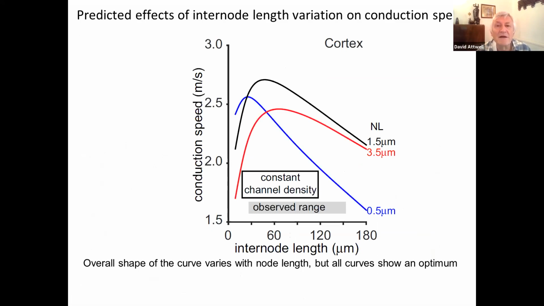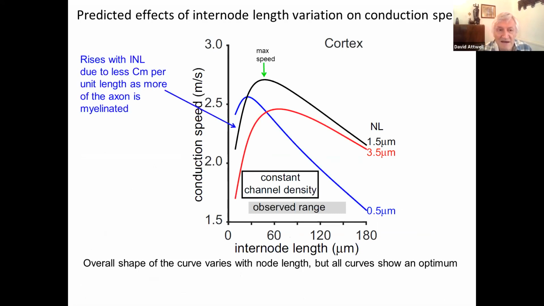Now, how does internode length variation affect conduction speed? This is like the graph I showed you earlier for node length, but now I'm plotting speed as a function of internode length. And you can see I've drawn it for 3 different node lengths. They're all broadly the same. All have got an optimum, and there's a maximum speed for each.